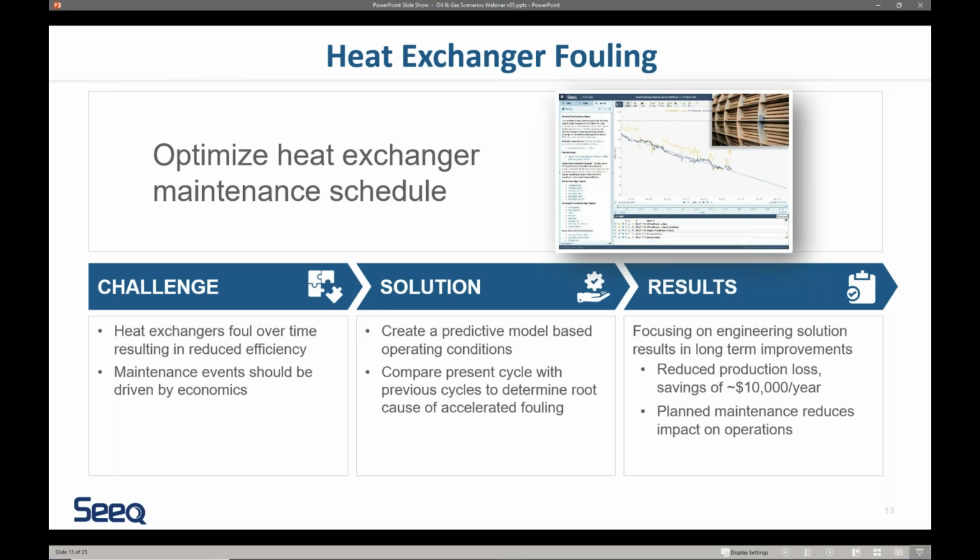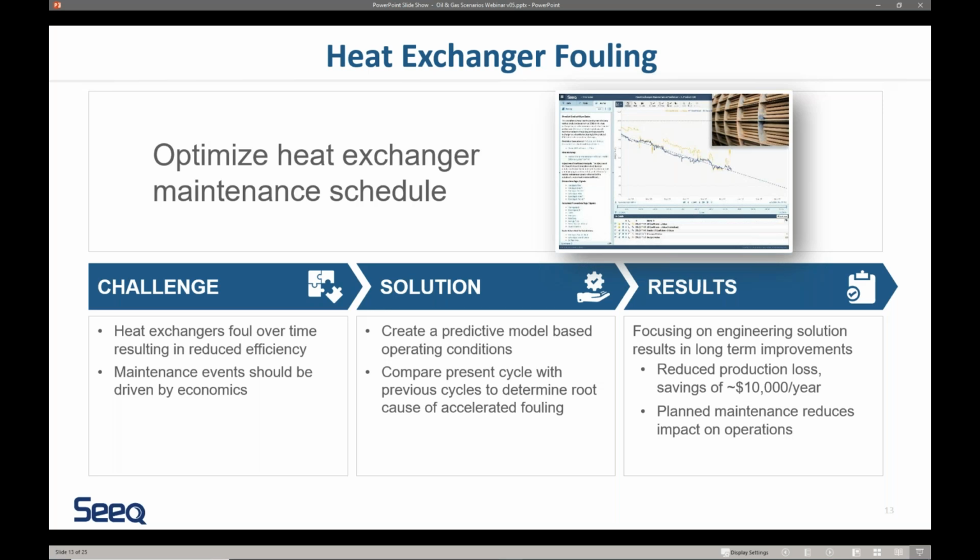For this, we're going to look at heat exchanger fouling. The idea here is that our heat exchangers foul over time, and this results in reduced efficiency of the heat transfer. As a result, we need to take the units offline and we need to clean them.